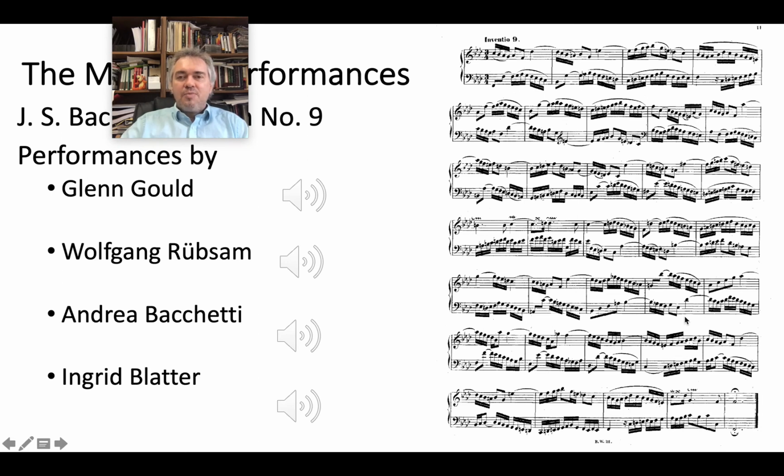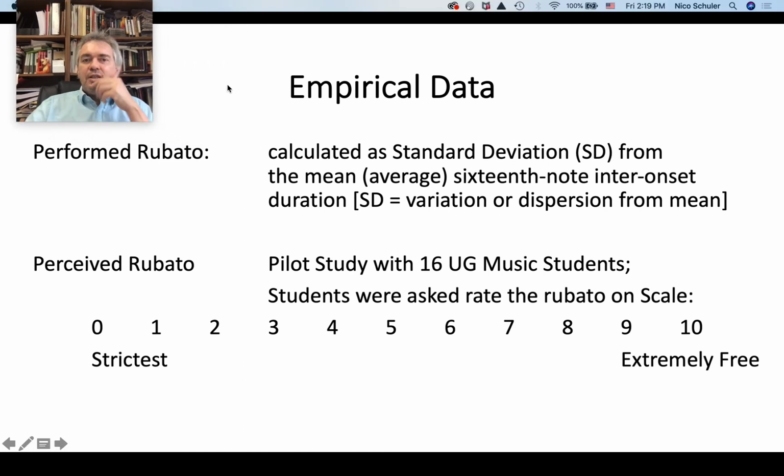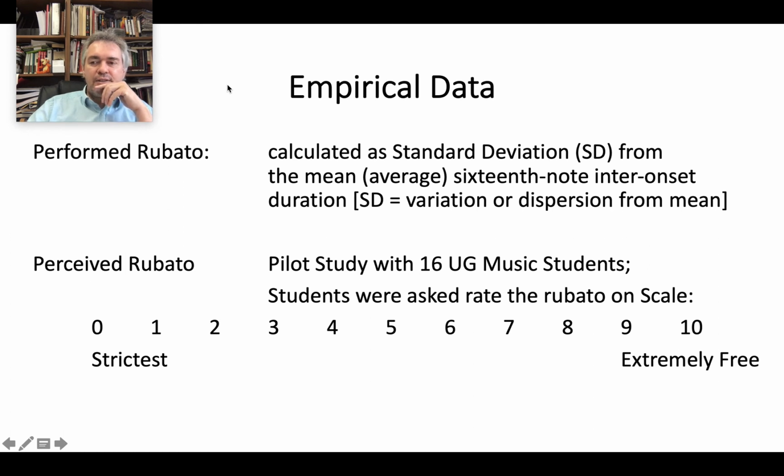and we can also calculate the standard deviation, which is a measurement to calculate the average deviation from the average 16th note, in that case the average deviation in terms of timing from the average 16th duration. So anyways, in this experiment I wanted to not only calculate the rubato as a standard deviation. Here's the definition of standard deviation.